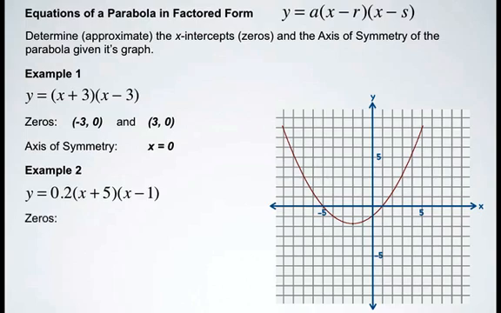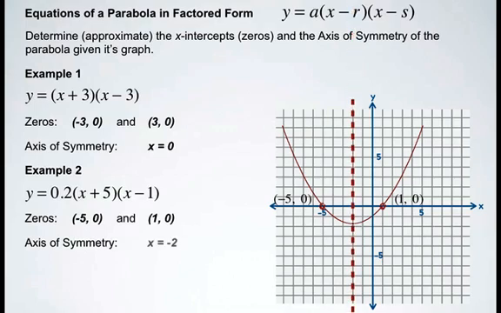Let's start by identifying the zeros. Here's the first one at negative 5, 0. The second is located here at 1, comma 0. The axis of symmetry is between these 2 points, at x equals negative 2. Our vertex is actually located at negative 2, comma, negative 1.8.